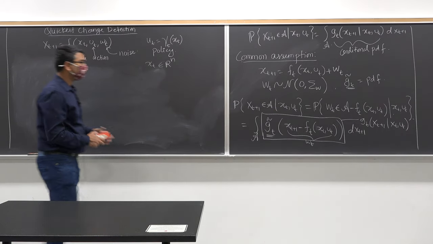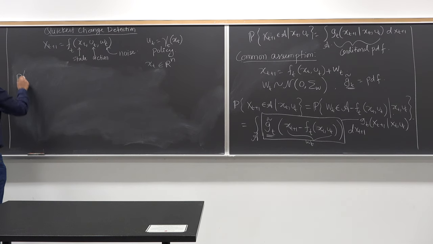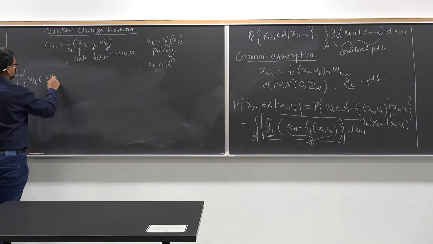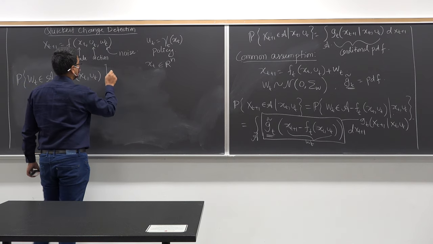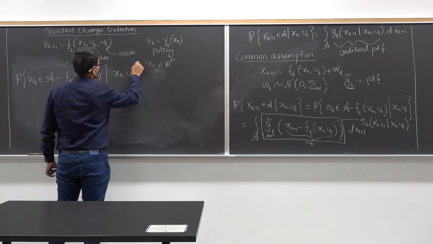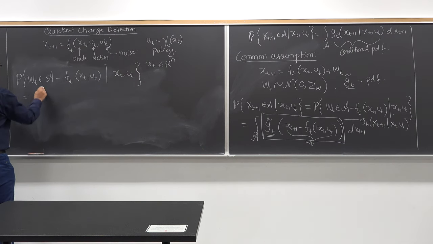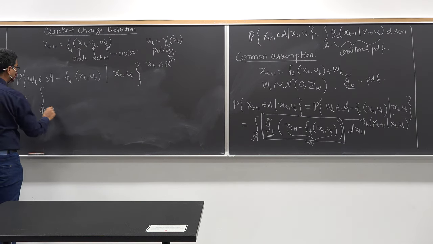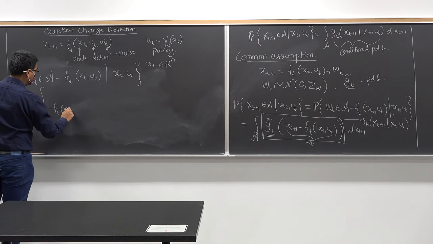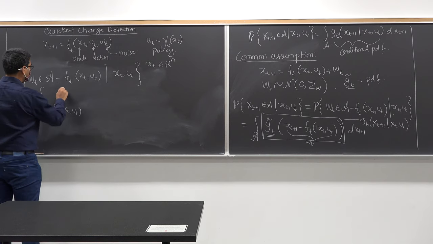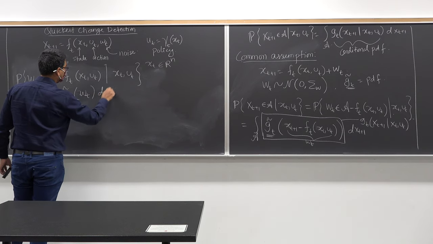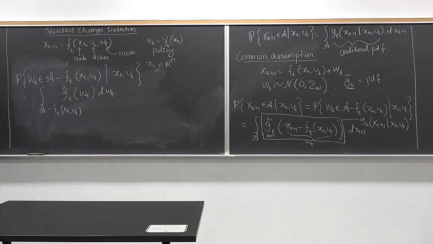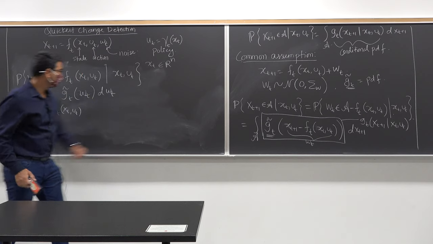This part, how do I go from here to here? That expression was written here. So let me write it again, okay? The probability that WT is in A, given XT, UT, equals the integral over A minus ft of XT, UT of g tilde t of WT dWT, right? This was written here on this side of the board.